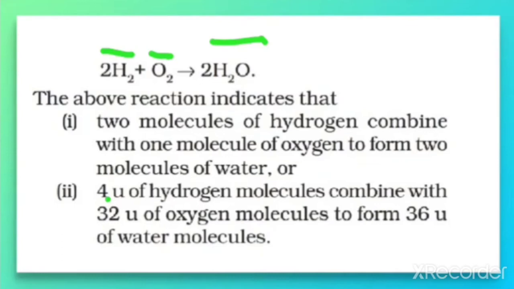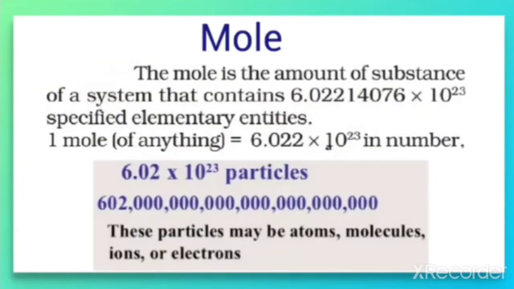So in terms of mass we have defined this equation, and in terms of molecules also we have defined this equation. That means the above reaction is explained in terms of either the mass or the number of molecules. But it is more convenient to refer to the quantity of a substance in terms of the number of its molecules rather than their mass. So in order to represent a substance in terms of a number of molecules, a new unit was introduced, that is the mole.